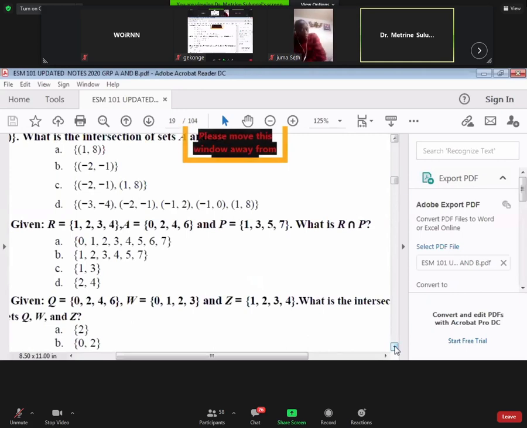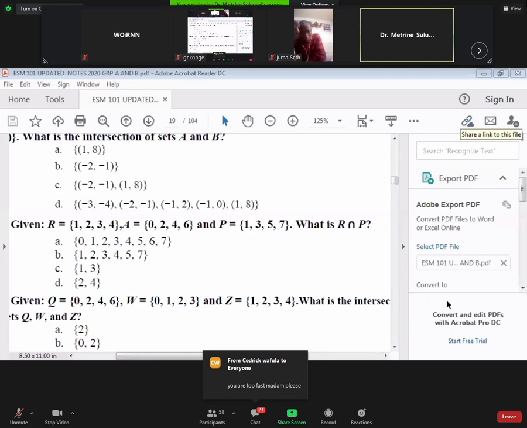Next example, given R is 1, 2, 3, 4. A is 0, 2, 4, 6. P is 1, 3, 5, 7. What is R intersection P? We are looking at items which are common, and that is 1 and 3. So the intersection is 1 and 3. Suppose we were interested in R intersection A. R intersection A is 2 and 4. Suppose we are interested in A intersection P. Anything common there? That is empty. There's nothing common between the two sets.